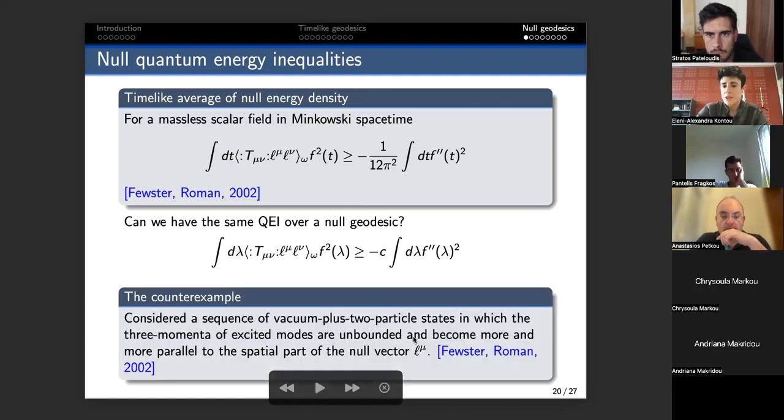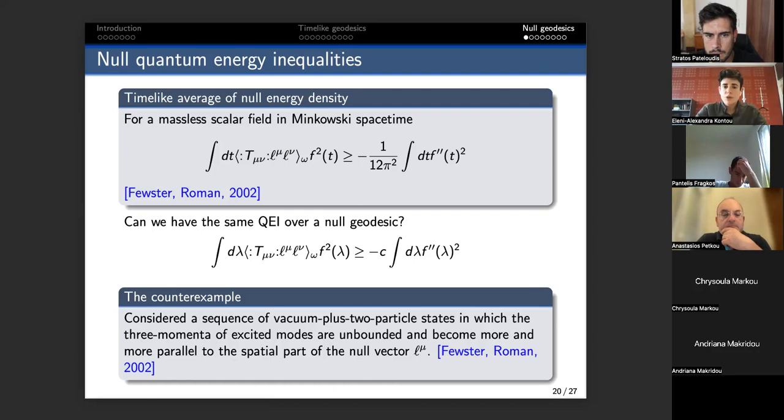Well, the answer is unfortunately no. And why is because we have a counterexample. So to prove a quantum inequality, you can prove it for a general class of states, but if you find one state that violates it, then the bound is not valid.